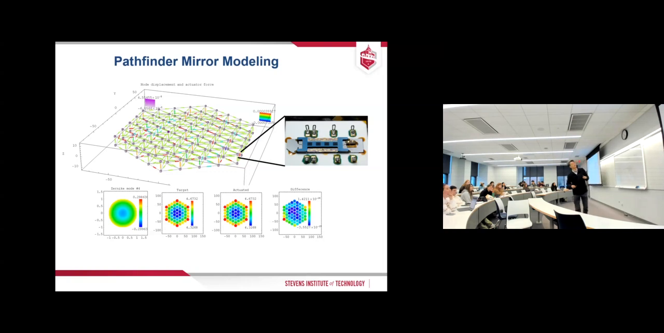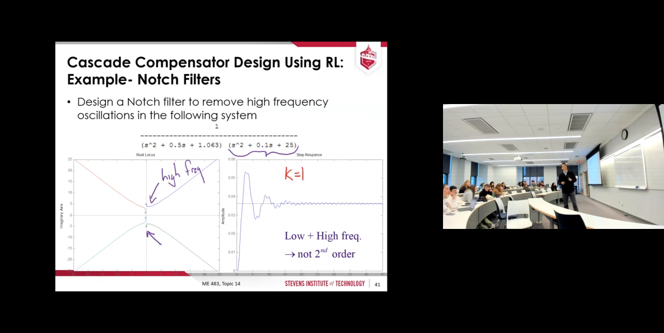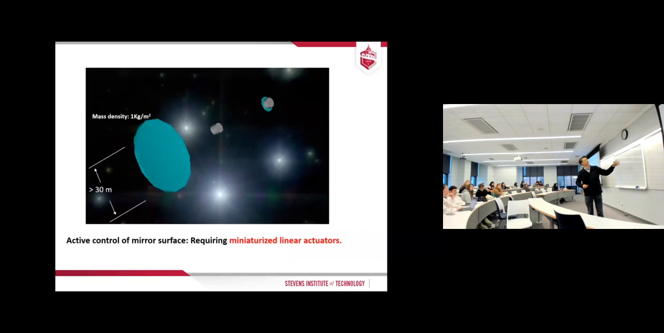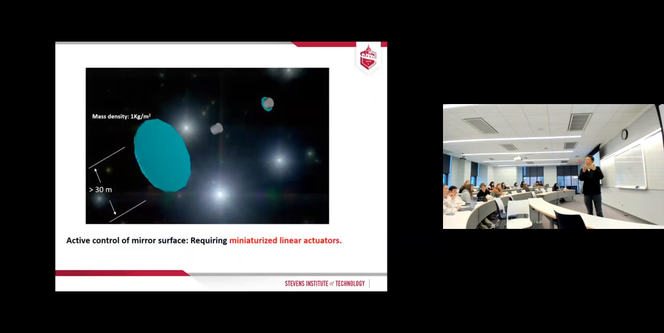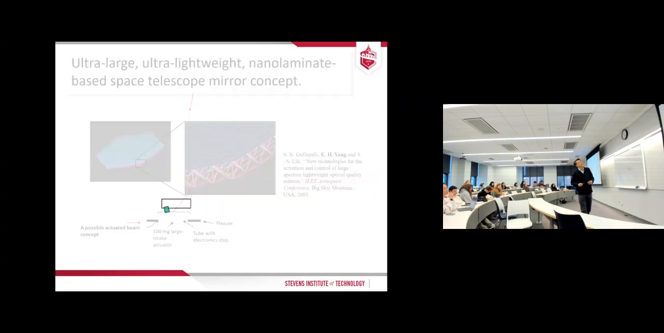Okay, so now, that's a mirror. So let me quickly go back. Say this is the space mirror, an ultra large space telescope. It has to be stabilized, right? It has to be stabilized. It has to be slow, maybe. You don't want to have a vibration that is basically gone. You may disintegrate the system.